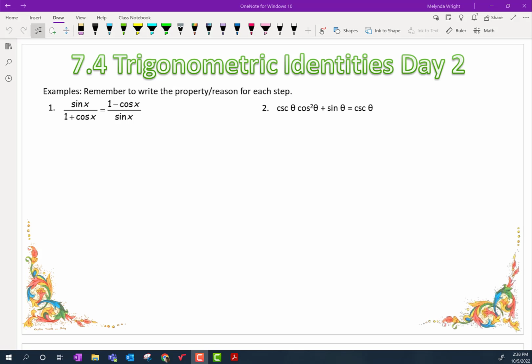All right, so let's take a look at our lesson for today. We are going to explore trigonometric identities another day. This is where we're doing proofs. I'm going to remind you of some of the things we talked about last time.